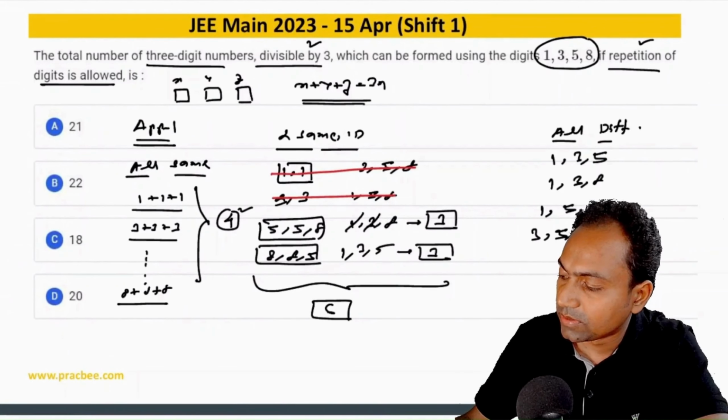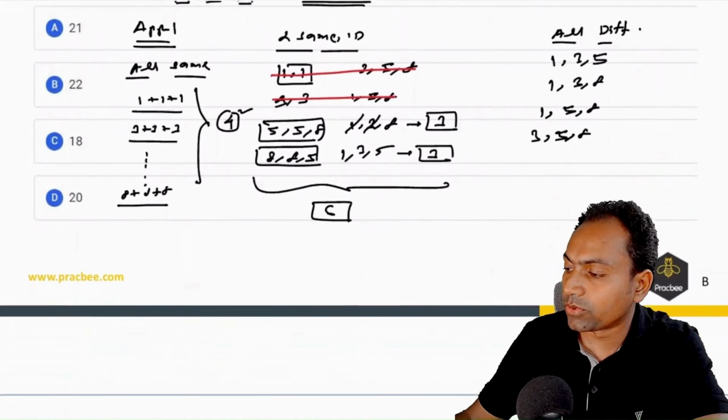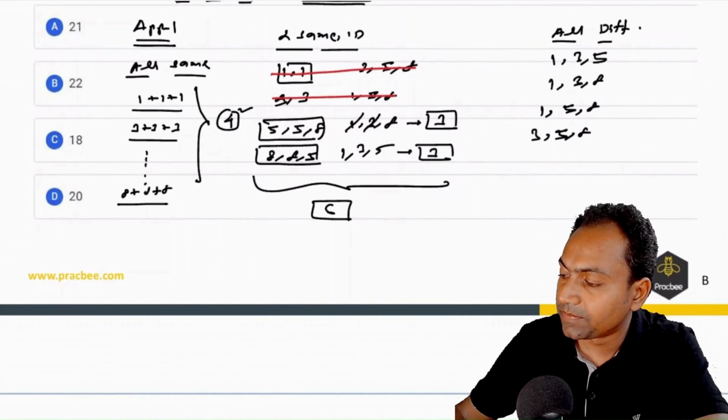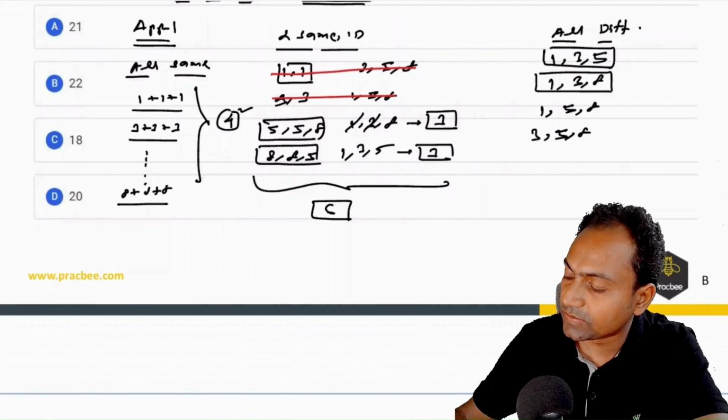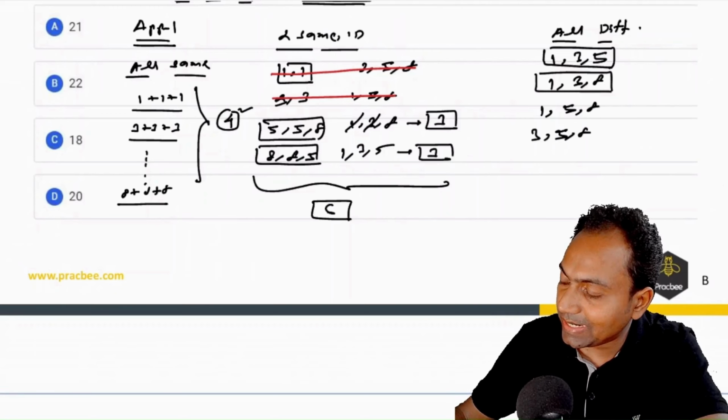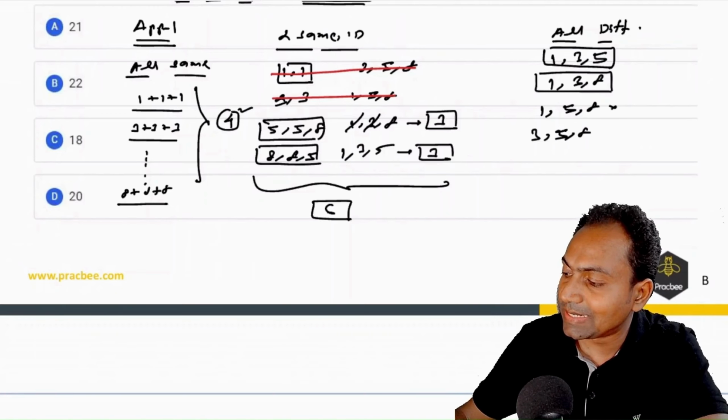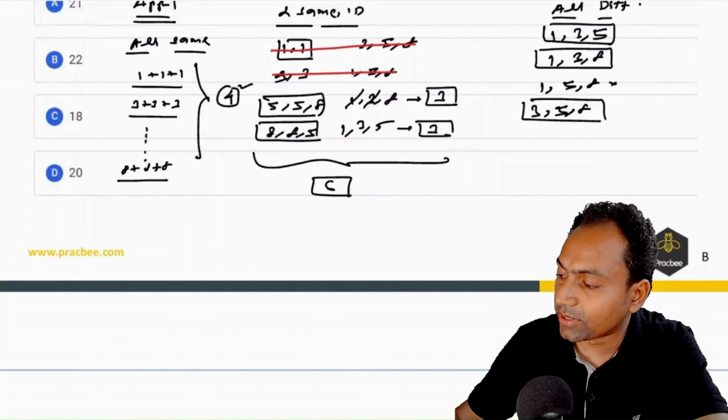Nothing else is possible. So if I take these 4 cases, what is going to happen here is 5 plus 3 is 8 and 8 plus 1 is 9. So this is getting satisfied. 5 plus 3, 8 plus 3 is 11, 11 plus 1 is 12. This is also getting satisfied. And 5 plus 8 is 13 plus 1, 14, not getting satisfied. 5 plus 8 is again 13 plus 3, 16, sorry, not getting satisfied.